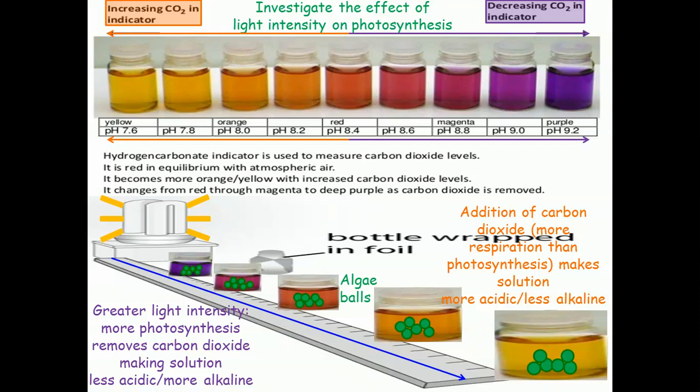Now you could have a bottle wrapped in foil that doesn't absorb any light, and that could be used as a control experiment where you're expecting no change in color. And this proves that it's the light that's causing the change in the color of the hydrogen carbonate indicator, because the algae balls are using that light energy to do photosynthesis, where they're either removing carbon dioxide from the solution, or if they're doing more respiration, they're adding carbon dioxide to the solution. And that causes the change in color of the hydrogen carbonate indicator solution.